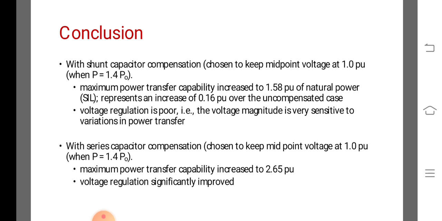With series capacitor compensation, we choose to keep the midpoint voltage at 1.0 when P equals 1.4 P naught. Maximum power transfer capability increases to 2.56, and voltage regulation is significantly improved.